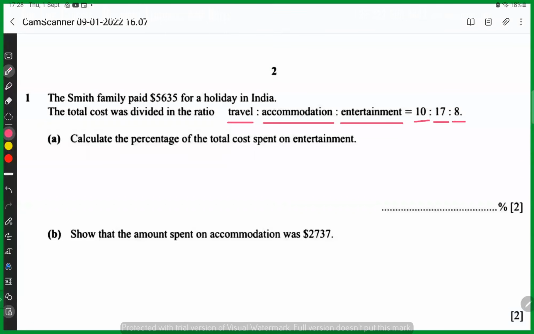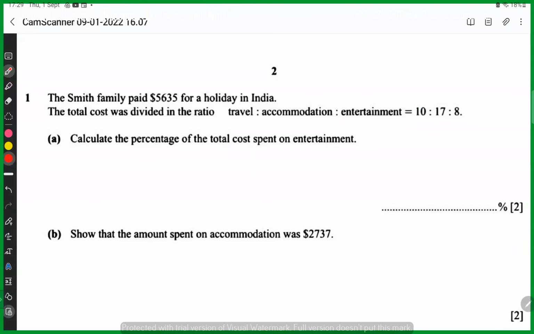And what made me say 35? 10 plus 17 plus 8 is basically 35. So in total, I know that this amount is divided into 35 parts, and 10, 17, and 8 is basically the number of parts traveling is using, accommodation is using, and entertainment is using respectively. Okay, this was just an explanation for those who are confused with the ratios and all of that.